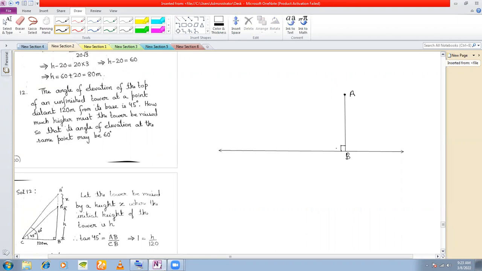A tower will be raised further to a greater height. So the construction is in progress, but for the time being, A is the top of the tower. The angle of elevation is given. That means the observer is at the ground. Let's call this point C. Here is the observer, and he is observing the top of this tower with an angle of elevation. AC is the line of sight, and the angle of elevation here is given to be 45 degrees.